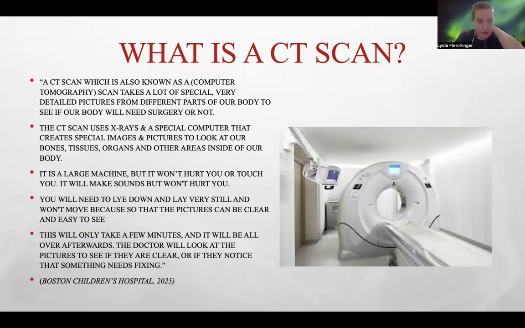So the CT scan uses x-rays, which are like pictures that look inside of your body to see your bones. It has a special computer that creates special images and takes pictures to look at our bones, our tissues, our organs, and also our brain and other areas inside of our body to get a better look.